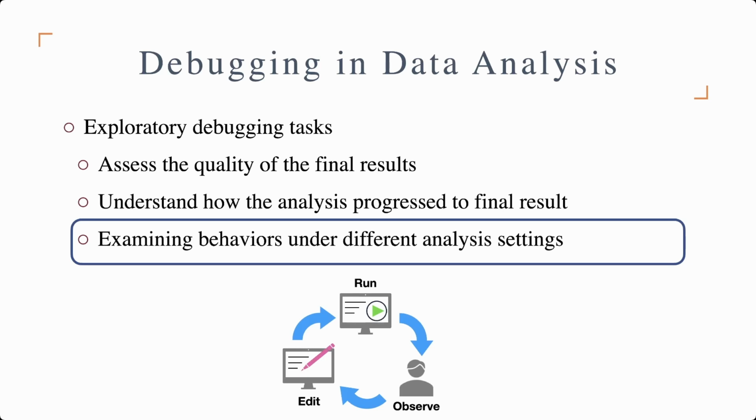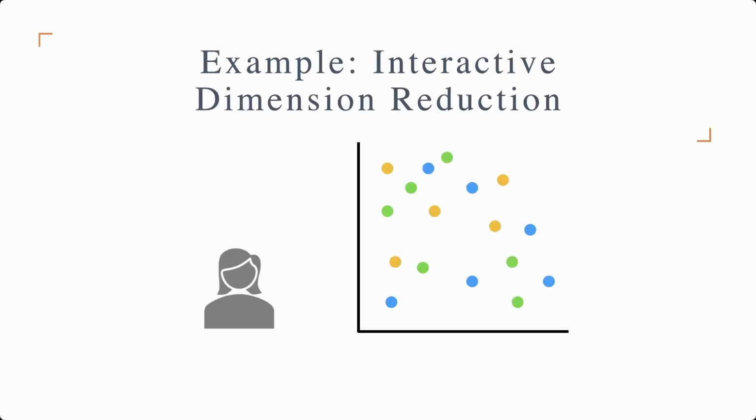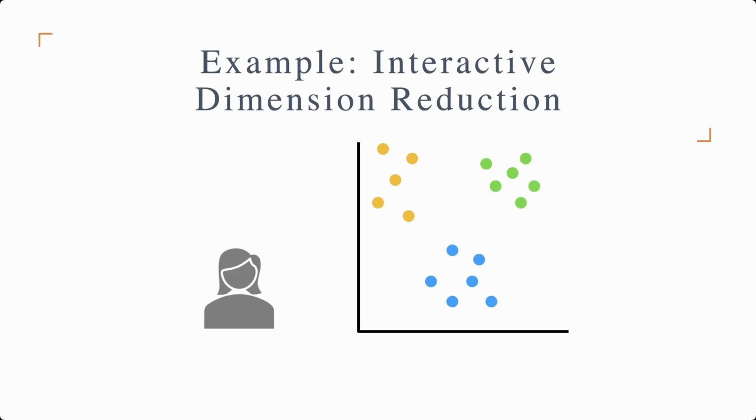The idea is that people tend to run their program, observe the results, make a small change, and run the program again to identify the effects of that change. To give you an example, we will examine the workflow of an analyst running an interactive dimension reduction. The way that dimension reduction works is that the analyst directly manipulates a set of points to specify classes in the data that the dimension reduction failed to identify, after which the dimension reduction updates the layout accordingly.